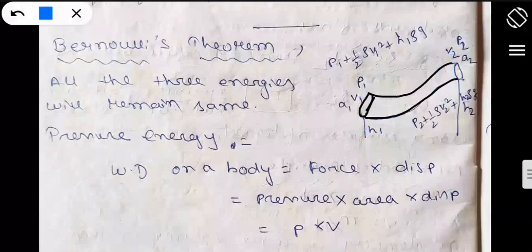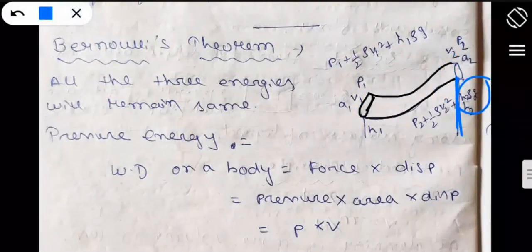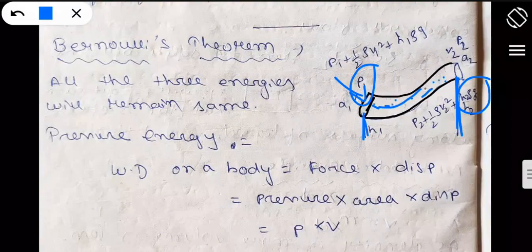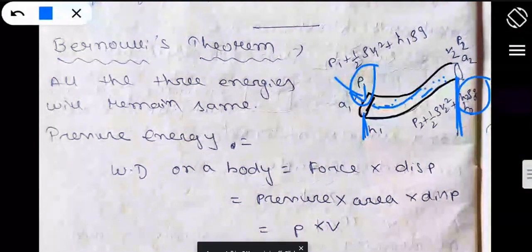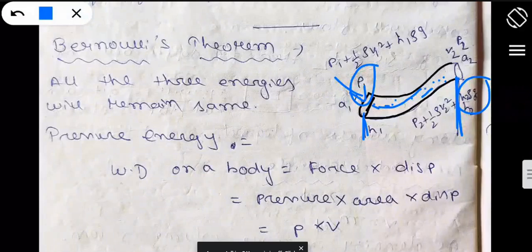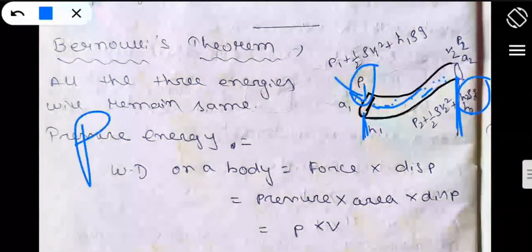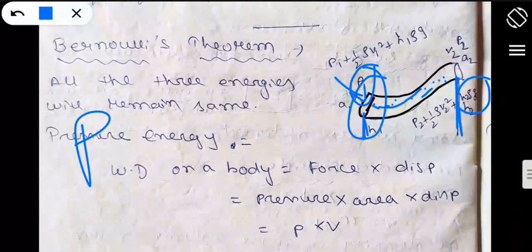And here, as the height is maximum, the potential energy is maximum, that is h2 rho g, maximum at this point, and h1 rho g is quite minimum at this point. And pressure, as you are providing pressure at the starting point, is always maximum, and due to the flowing of liquid, some amount of pressure is lost. You cannot say the energy is lost, it is being converted into other energies. The pressure energy at the starting point is being converted to kinetic energy and potential energy. That we'll see later on.